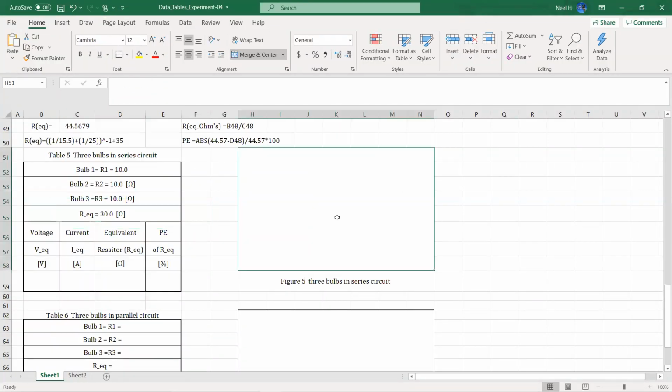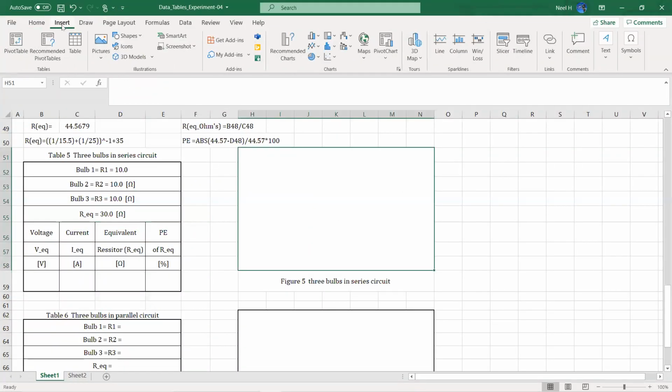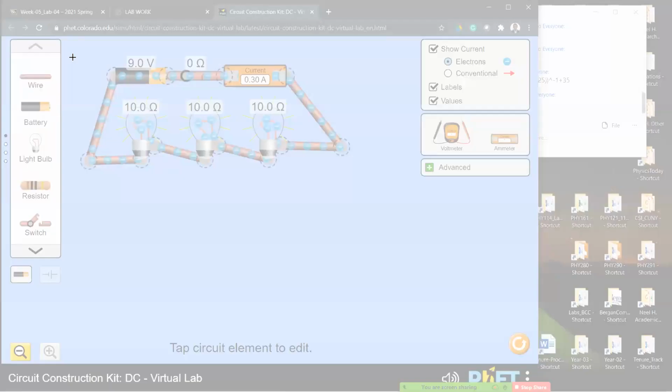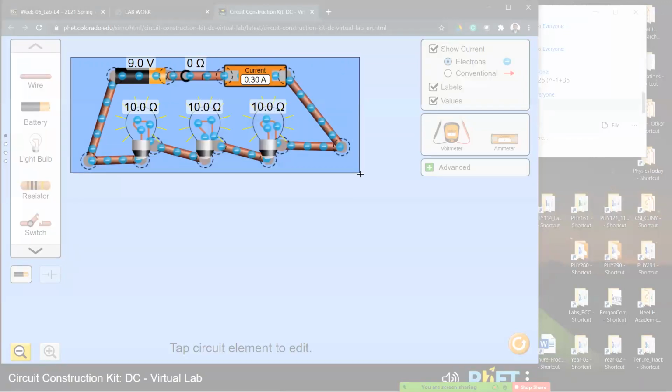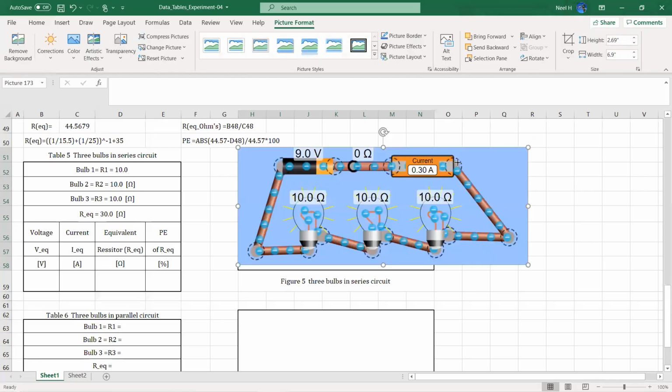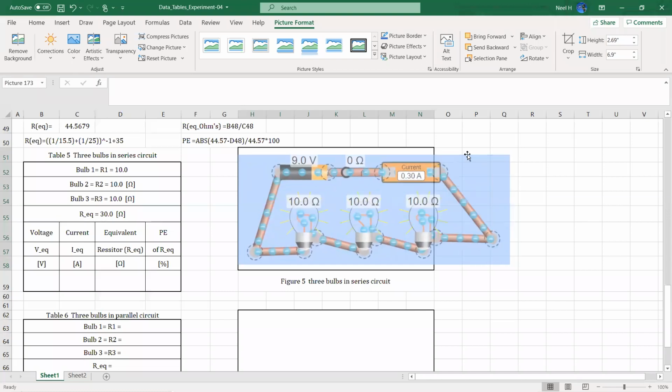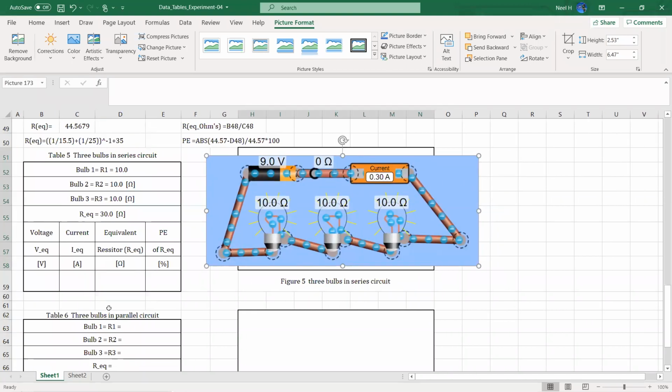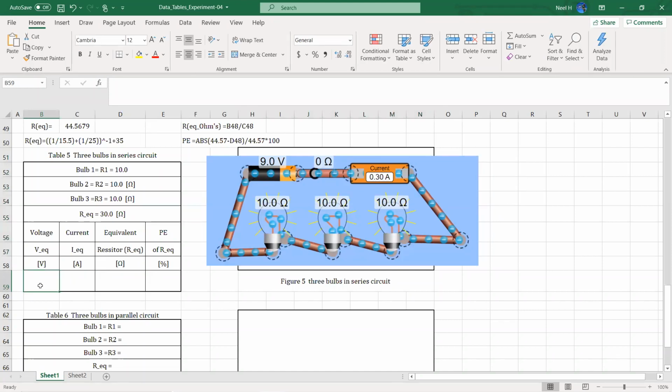So let's take a picture first: insert, screenshot, screen clipping, and then put this whole circuit right here into the table figure 5 area. And then on table 5, the voltage across all 3 light bulbs is 9 volts. Again, make sure you increase the number of decimal places to 2. Current passing through the circuit is 0.3, increase decimal places to 2.